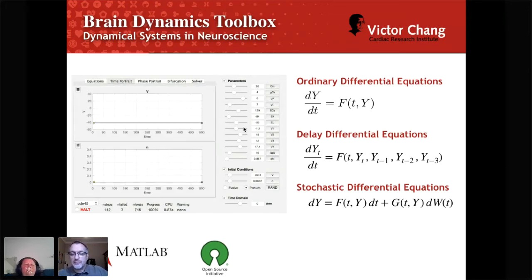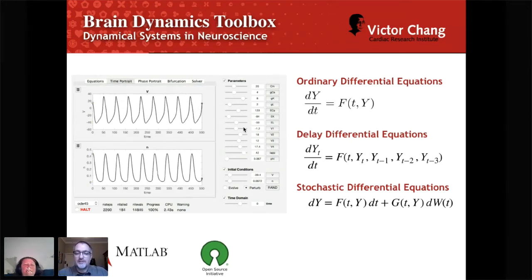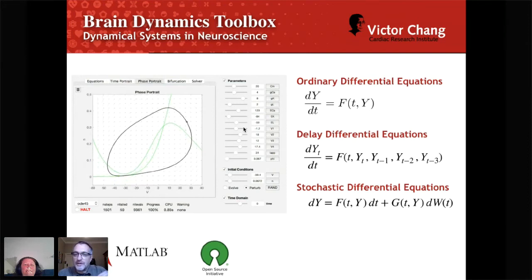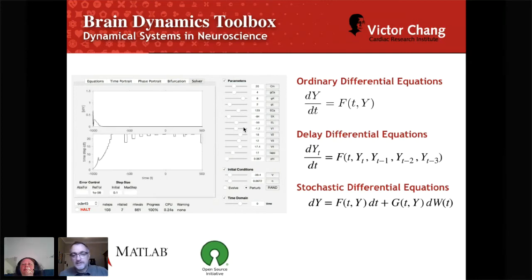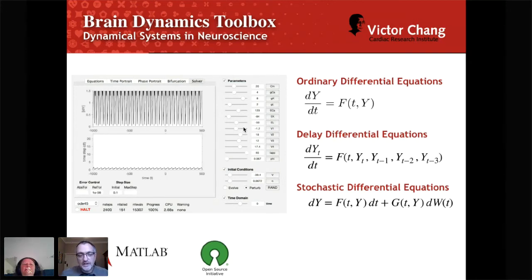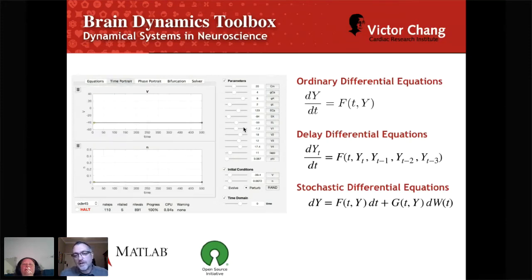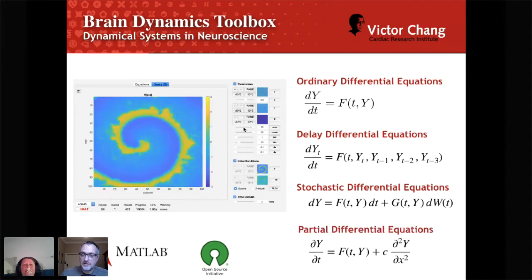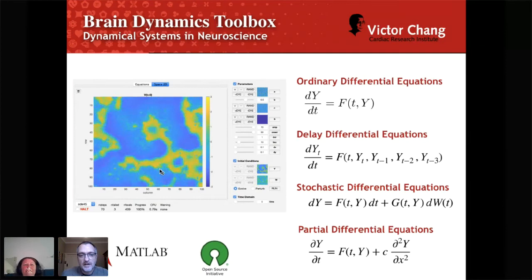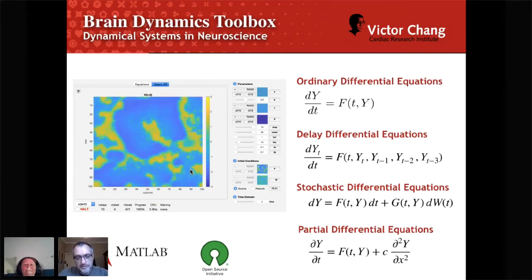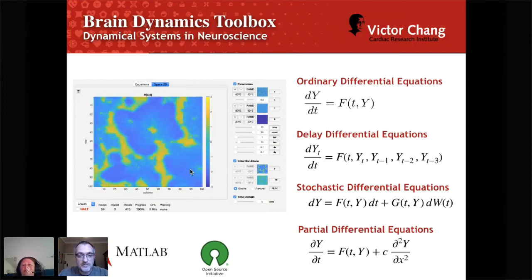Now, it's intended for computational neuroscience, but you can use it for any field with dynamical systems. It does support the three major classes of dynamical systems that you find in computational neuroscience: ordinary differential equations, delayed differential equations, and stochastic differential equations. The toolbox will allow you to construct any of these three types of differential equations into partial differential equations as well, using the method of lines. You can see here that the graphical controls will accept two-dimensional variables, which are MATLAB matrices, and so you can do spatial systems as well as point models.